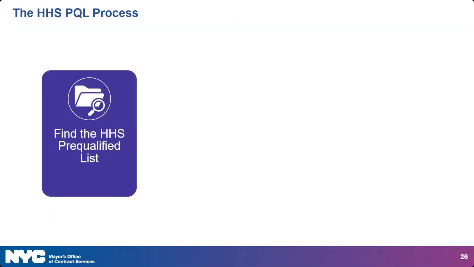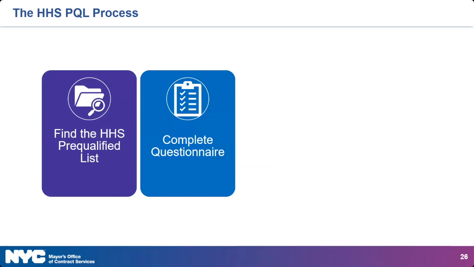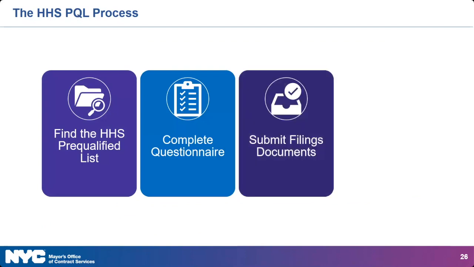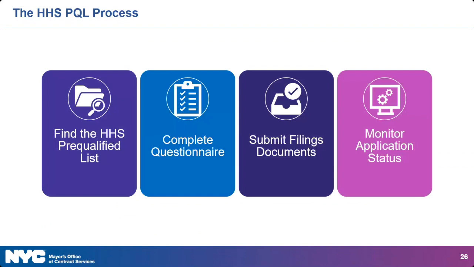So here's a very simplified version of the process. First, you find the HHS pre-qualified list in Passport. After creating a new application, you'll then complete a questionnaire. You're going to then submit your filings documents. And finally, you will monitor your application status as MOCS reviews your submission.